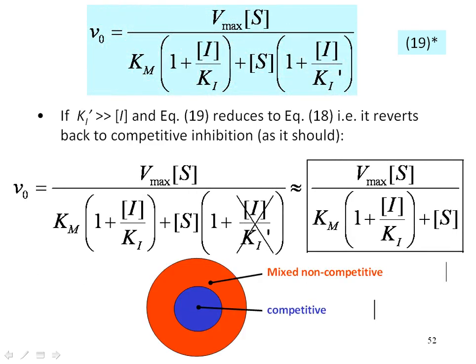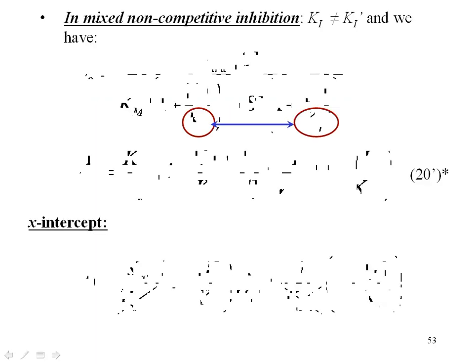So in a sense, and if you like Venn diagrams, the mixed non-competitive, which is given by this equation, is the most general form of inhibition that englobes other types, such as at an extreme case whereby Ki prime goes to infinity, that collapses back to a special case, which is the competitive inhibition mode. So the competitive inhibition is the inner circle, is a special case of a more general kinetic model, which is the mixed non-competitive inhibition.